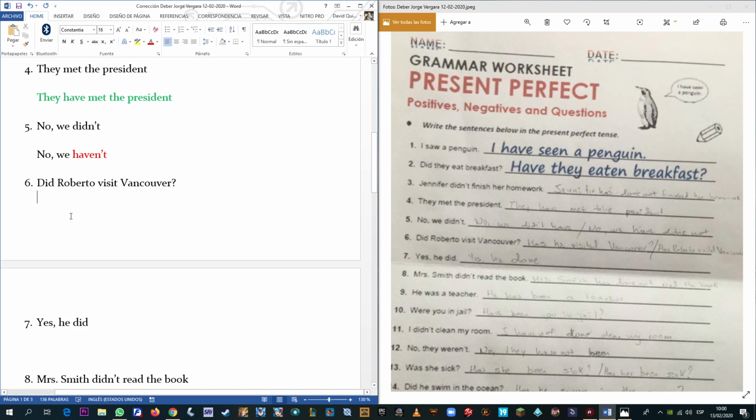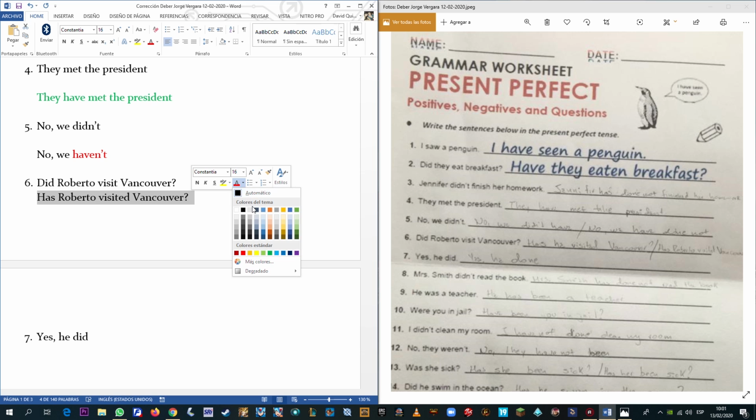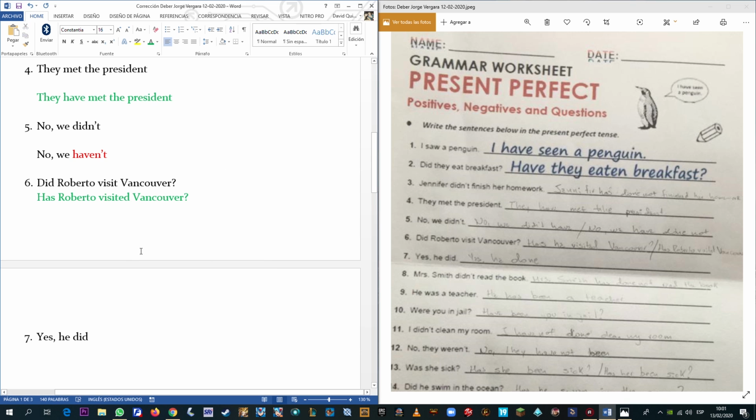Okay, it is correct. And we can use he or Roberto. It is something that is valid, that is good. So very well done. So let's write this down. Has Roberto visited Vancouver? And that's good. So as it is a good answer, we highlight this with a green color.